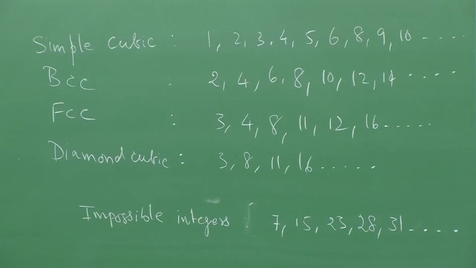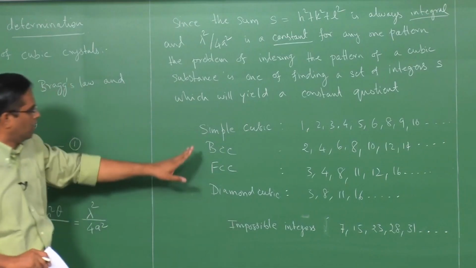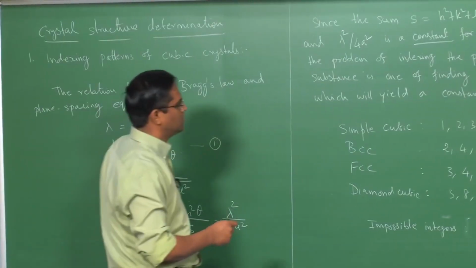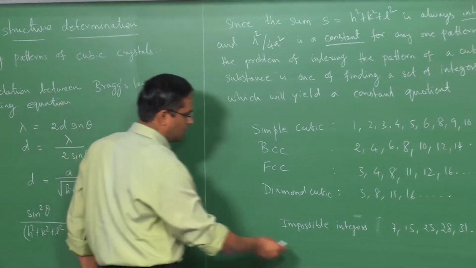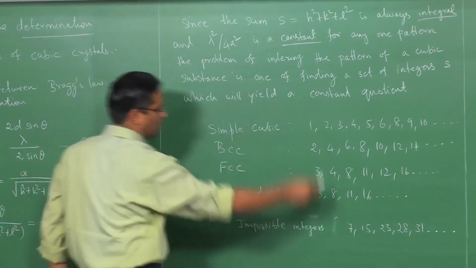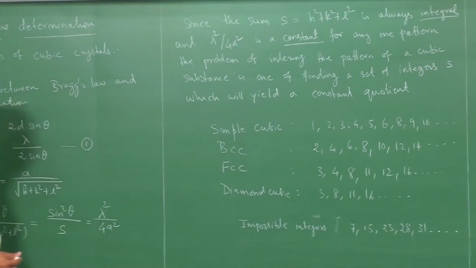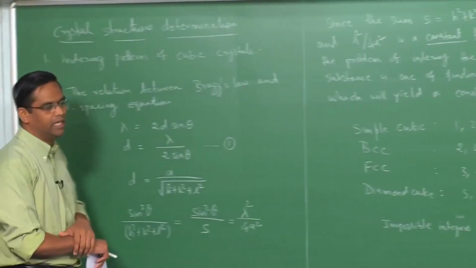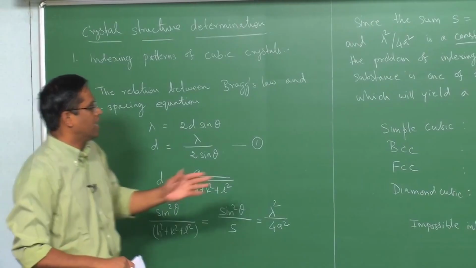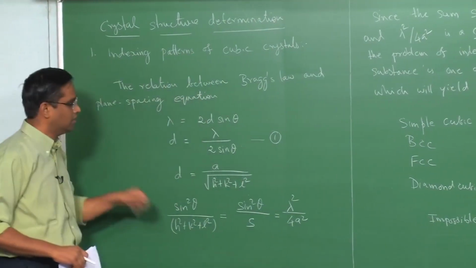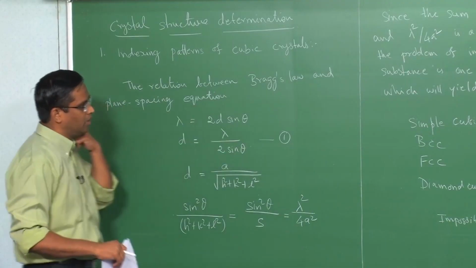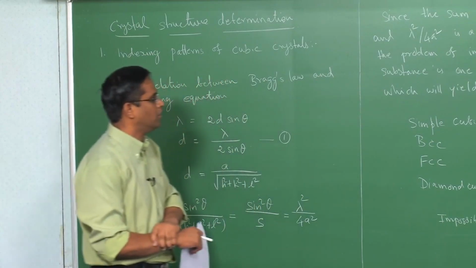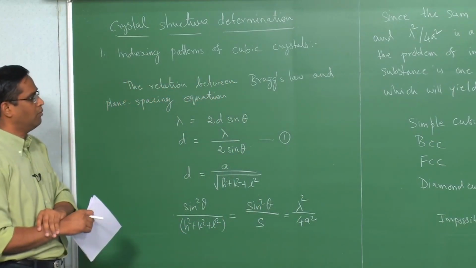So, with this rule we can form a kind of selection rule for the cubic system, and you cannot choose integers like this because this sum will not add up to these numbers. So, you can exclude them, and by this we can simply index these HKL planes from the sin squared theta. In fact, you can make a table out of this sin squared theta versus the possible HKL planes for a cubic system.